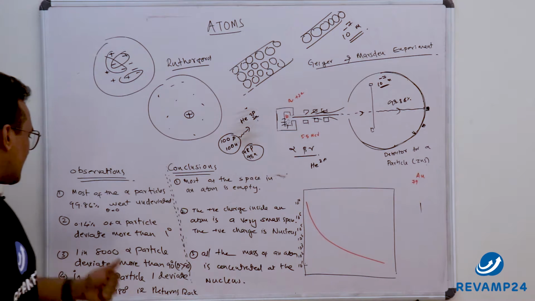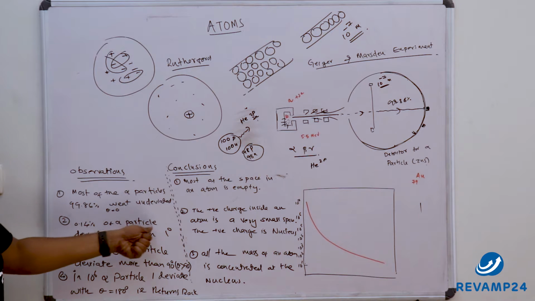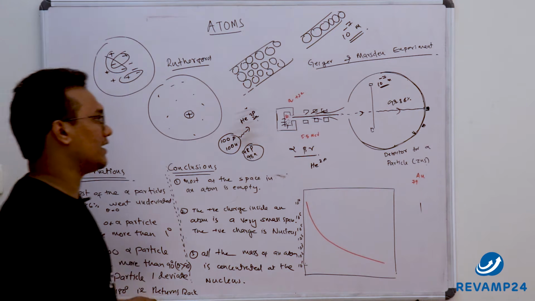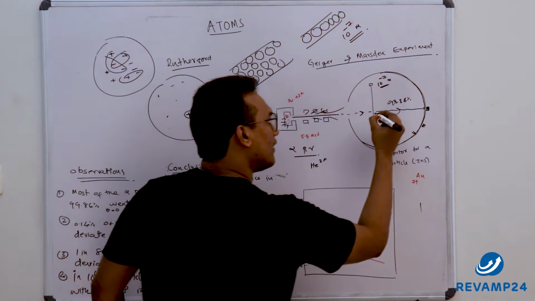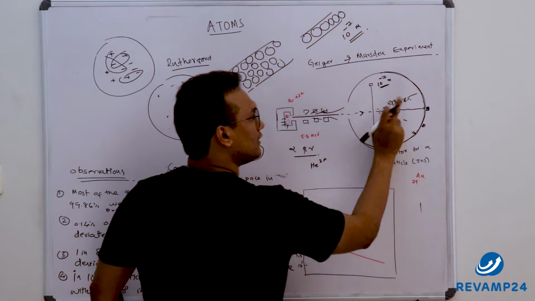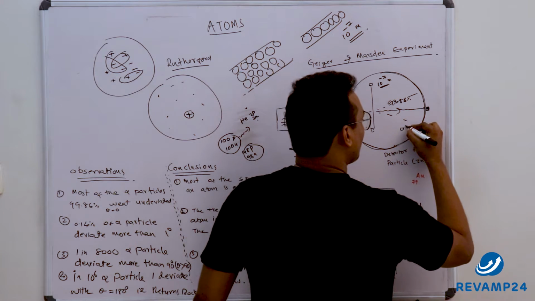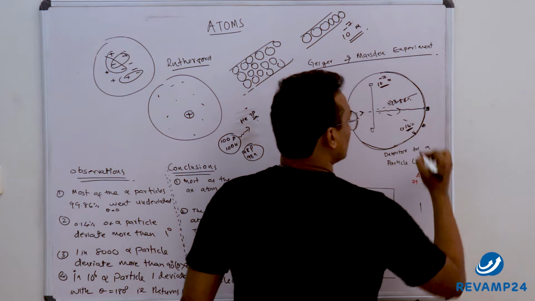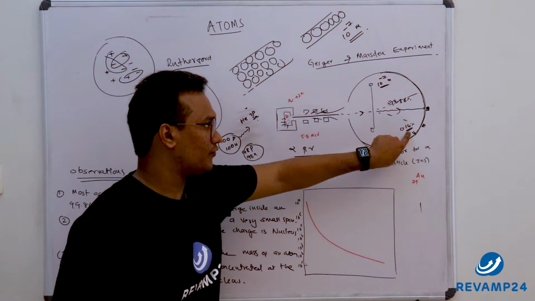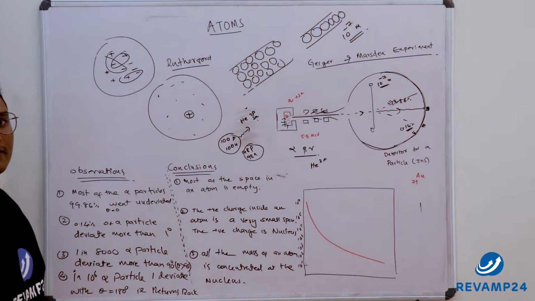Okay. Now the next observation was that 0.14% of the alpha particles have deviated by an angle of more than 1 degree. So some of them have deviated. What is the percentage from 100? If 99.86 go straight, what is remaining? 0.14%. So 0.14% has deviated by an angle of more than 1 degree.